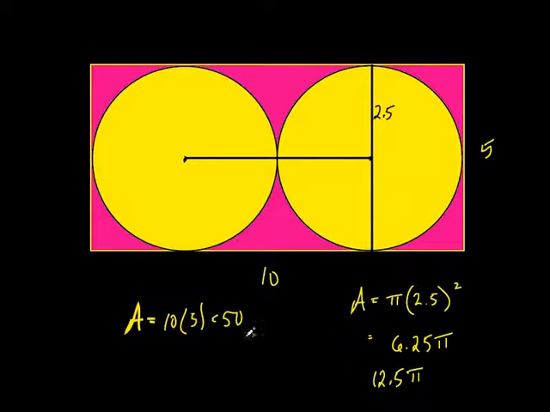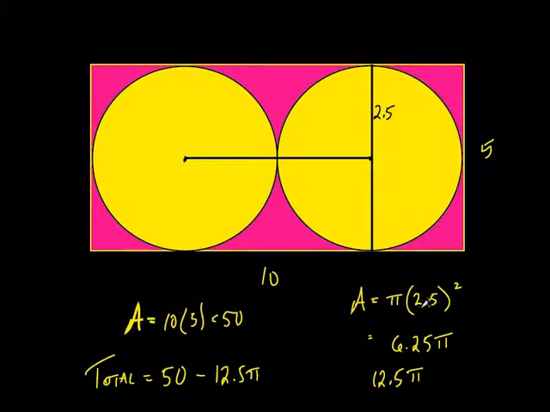And so it's 50 minus the circles, because what's bigger? The rectangle's bigger, isn't it? Because the 2 circles fit inside the rectangle. So the total area of the shaded region, correct, would be 50 minus 12.5 pi. And you can just chuck that in your calculator.